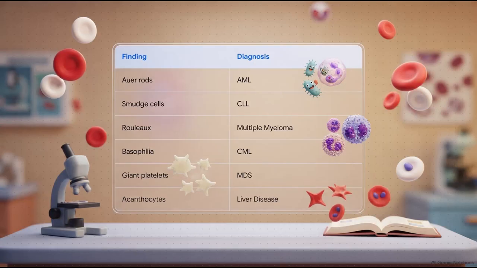Here is your ultimate cheat sheet summarizing these crucial smear buzzwords. Take a mental screenshot. Notice that a full granulocytic spectrum with basophilia means CML. Giant hypogranular platelets point to myelodysplastic syndromes. Acanthocytes with nucleated RBCs flag liver disease. And of course, bugs inside your neutrophils mean septicemia. Keep this framework handy. It's absolute gold for your exams.